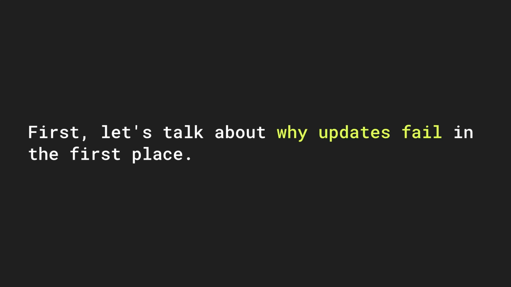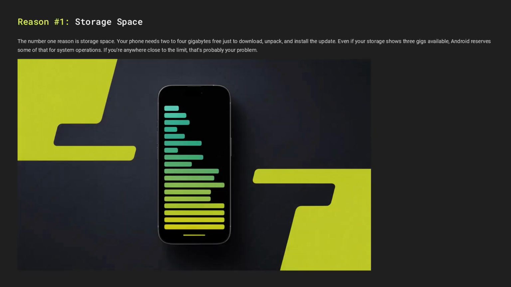First, let's talk about why updates fail in the first place. The number one reason is storage space. Your phone needs 2 to 4 gigabytes free just to download, unpack, and install the update. Even if your storage shows 3 gigs available, Android reserves some of that for system operations. If you're anywhere close to the limit, that's probably your problem.